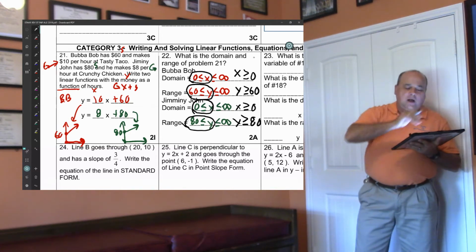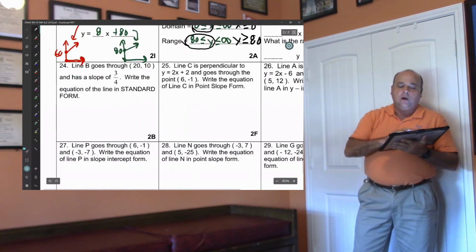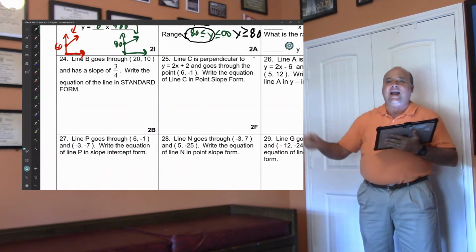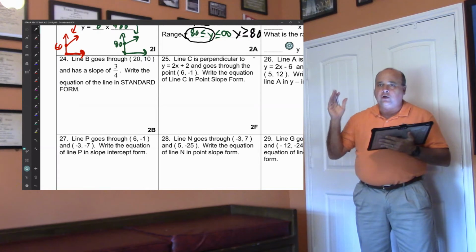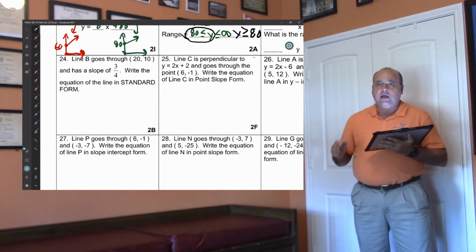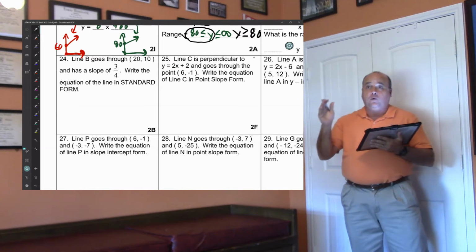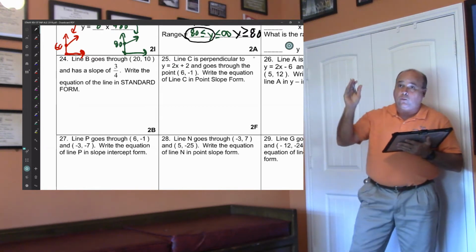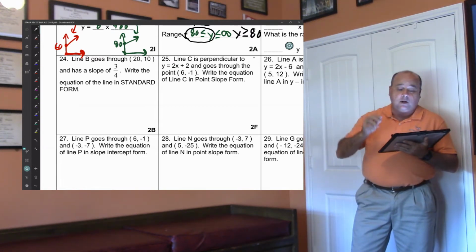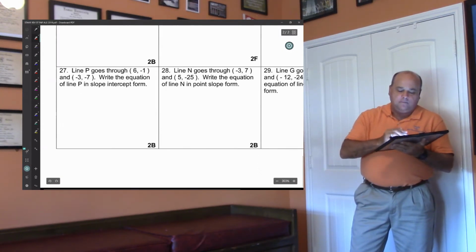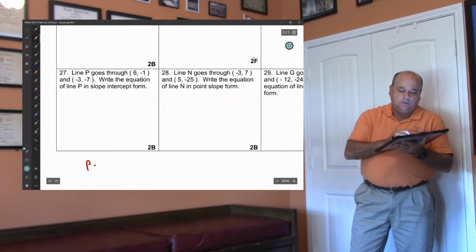Now then, let's keep rocking and rolling. Let's go to 24. These are some of the hardest problems you will have before Christmas, and you're going to have them every week. So you're going to get better at this, okay? We have to use point slope. So we need to know what point slope is, what standard is, what y-intercept is. You've got to be able to know that. Now then, number 24. Let's look at the bottom and write down point slope.